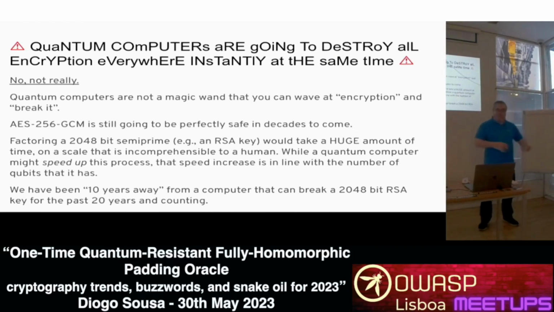Hard to read. Quantum computers are going to destroy all encryption everywhere, instantly, at the same time. Like the movie that won the Oscars. Everything everywhere at the same time. No, not really. Quantum computers are not a magic wand that you can wave at encryption and like, bang! And encryption gets broken immediately. AES 256 GCM is still going to be perfectly safe for decades to come.